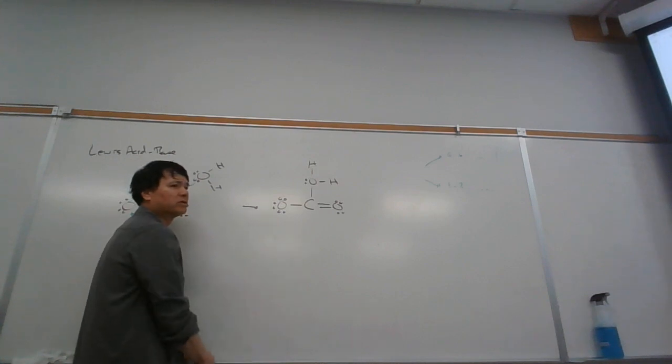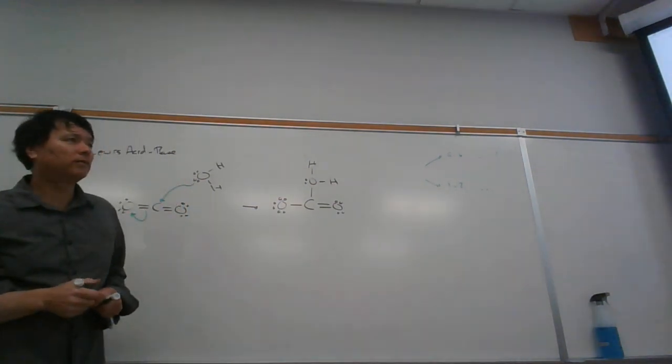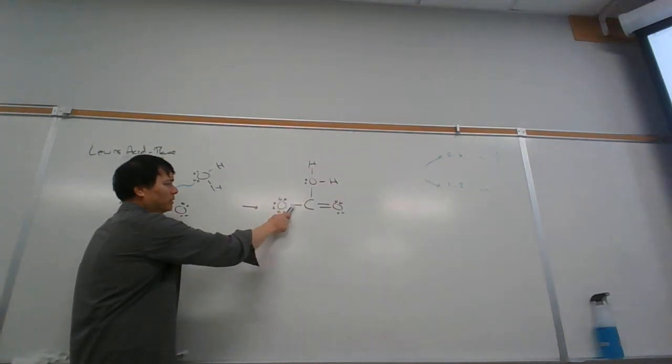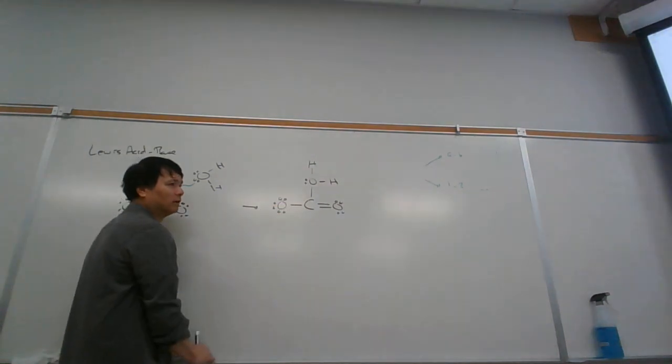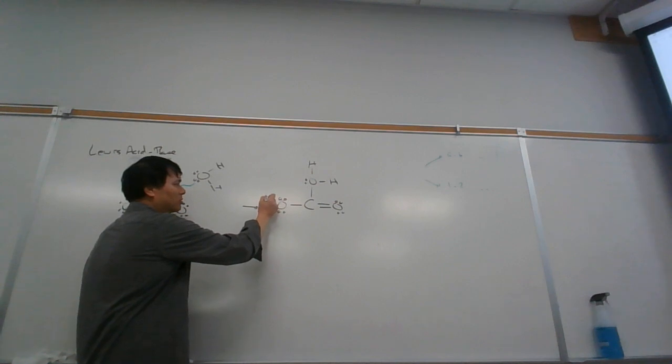Remember, formal charge is a 50-50 split or winner take all? It's a 50-50 split of the bonding, so count the electrons: 1, 2, 3, 4, 5, 6, 7. How many electrons is oxygen supposed to have? 6. So it has an extra electron. An extra electron is negative.